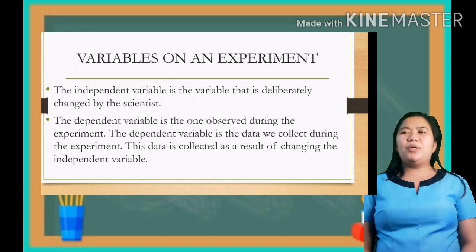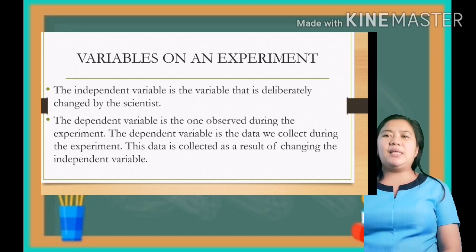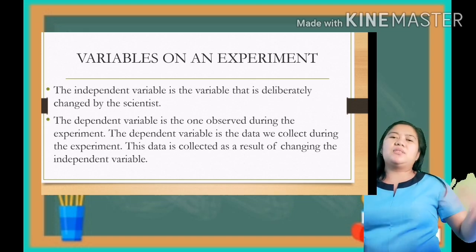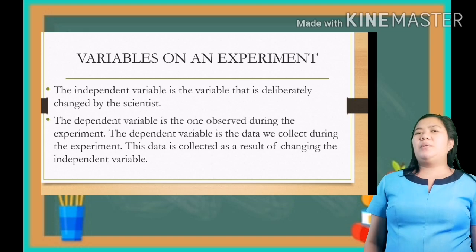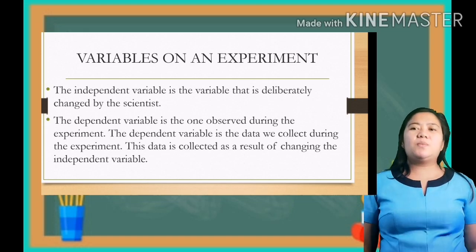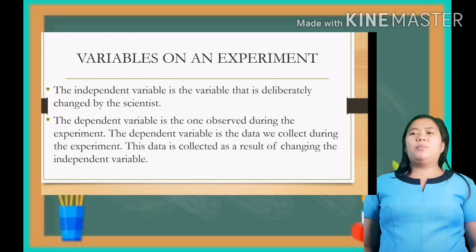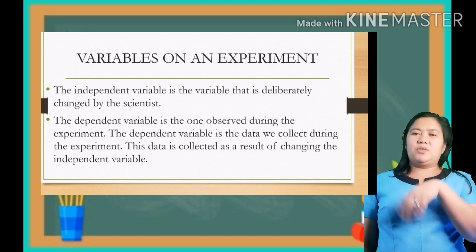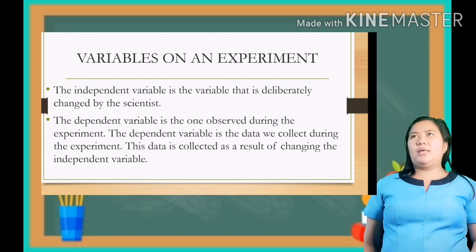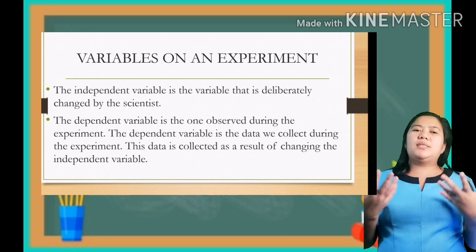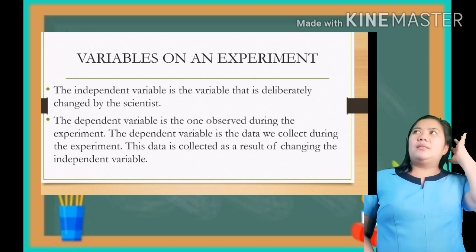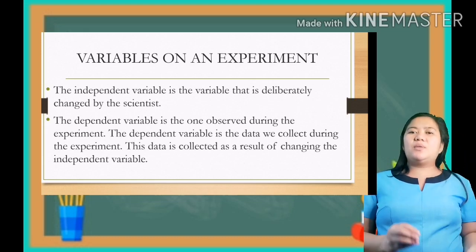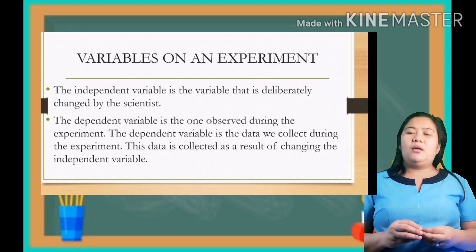The independent variable is the variable that is deliberately changed by the scientist. These are the factors that are being changed in the experiment. Whereas a dependent variable is the one observed during the experiment. This dependent variable is the one which is being tested. It is highly affected by the things that we do to the independent variable.